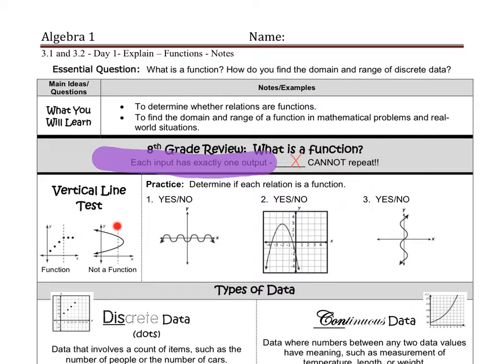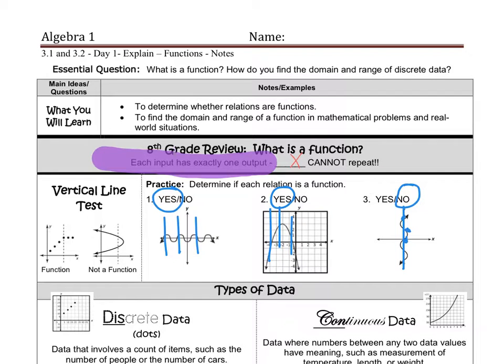But in this case, if I draw a vertical line right here, I touch the function twice. It failed the vertical line test. It's not a function. So I want you to do on your own, number 1, number 2, and number 3, determining if they're a function or not and why. Pause your video to do this and then start it back up for the answers.